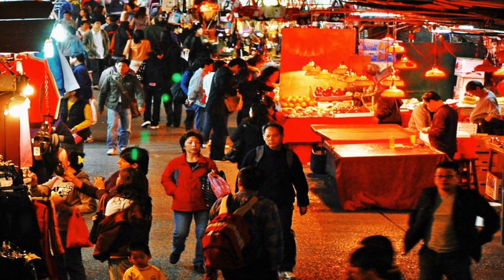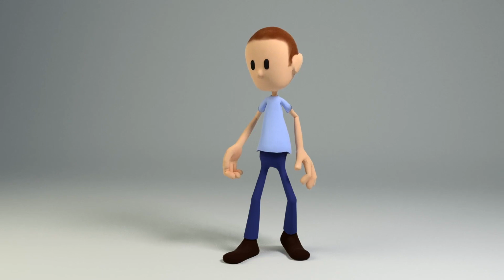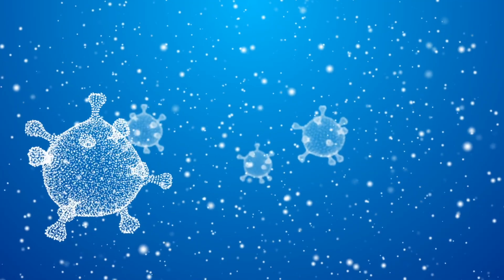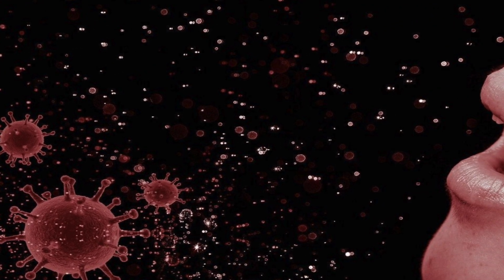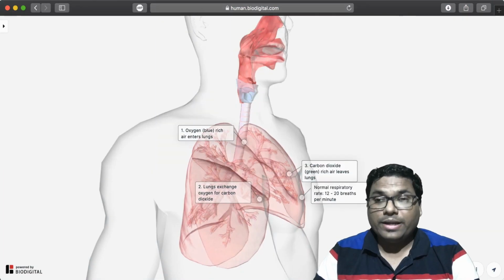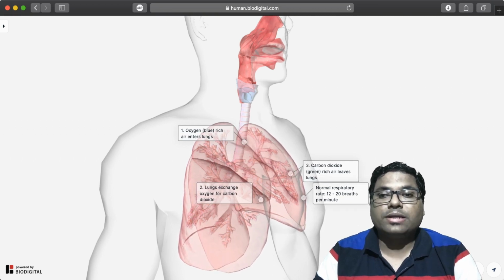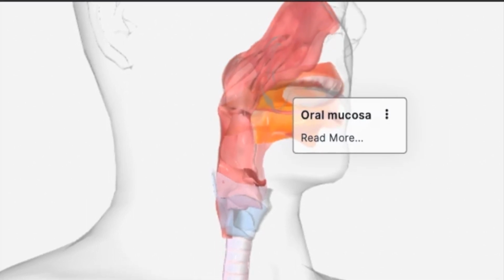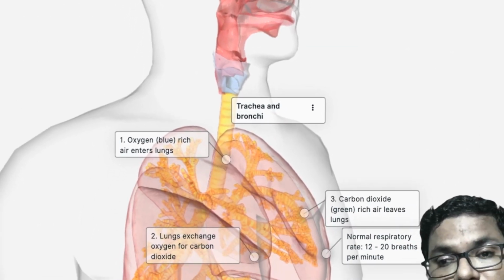Person-to-person spread is thought to occur mainly via respiratory droplets produced when an infected person coughs or sneezes, similar to how influenza and other respiratory pathogens spread. These droplets can land in the mouths or noses of people who are nearby or possibly be inhaled into the lungs. Before getting into the actual COVID-19 disease progress, we will see how the virus has entered. Now you can see the nasal mucosa and the mouth, the oral mucosa. The virus is getting entry into the trachea and the bronchi.